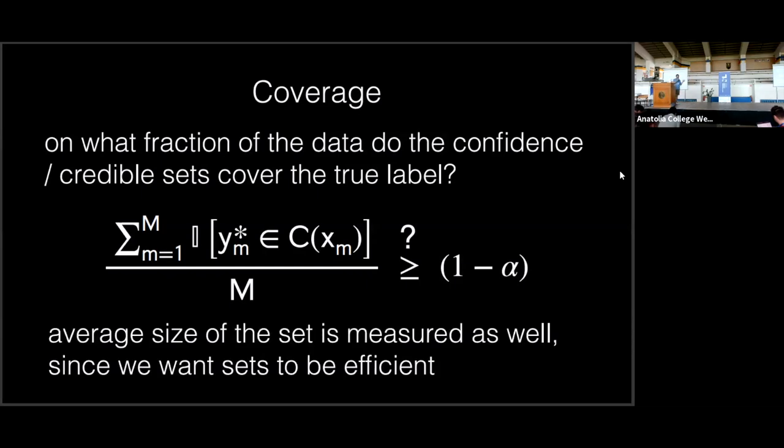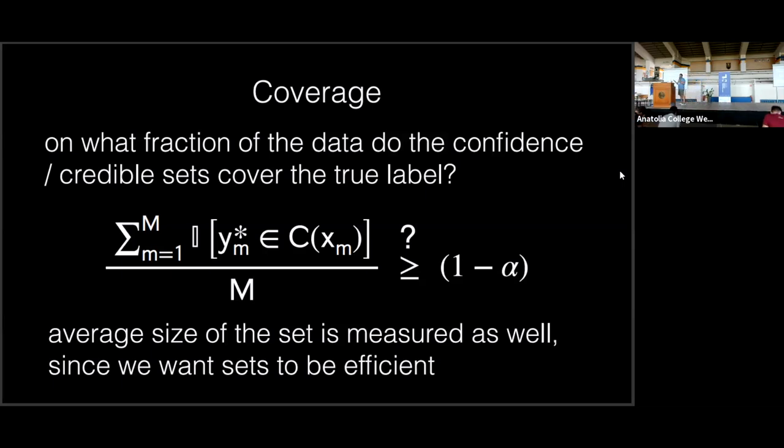But there's one catch, right? I can give you a perfect confidence set by just returning all the labels. If I return all possible labels, that is guaranteed to cover the true label by the trivial solution. And so we often look at the size of these sets to make sure they're efficient. You don't want to be returning overly large sets.